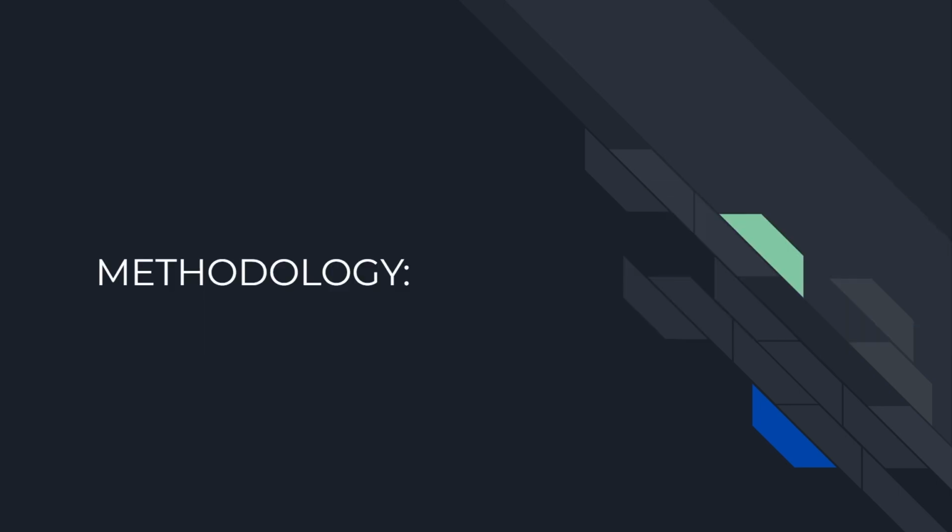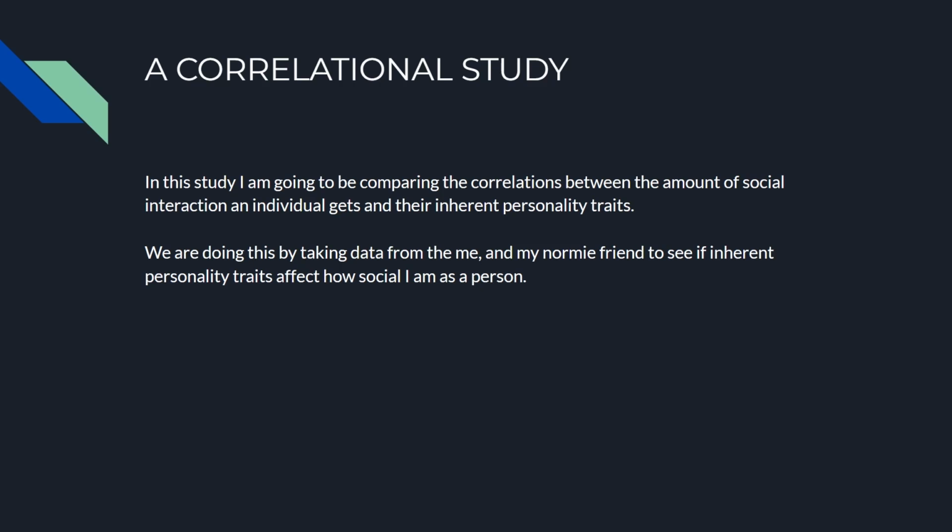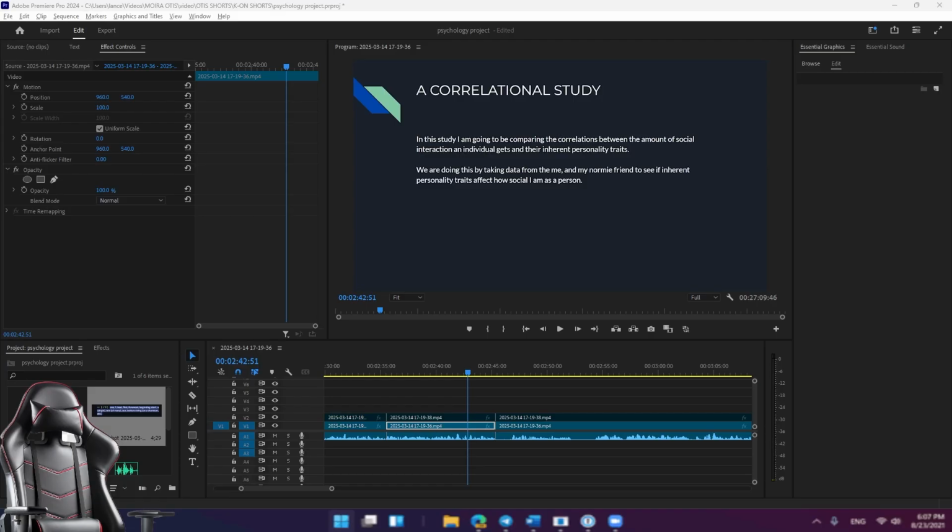Next up, methodology. What I thought was best for this study in particular was to use the correlational method, the correlational study, if you will. And that's because in this study, I'm going to be comparing the correlations between the amount of social interaction an individual gets and their inherent personality traits. We are doing this by taking data from me and my normie friend to see if inherent personality traits can be correlated with how social we are as human beings.